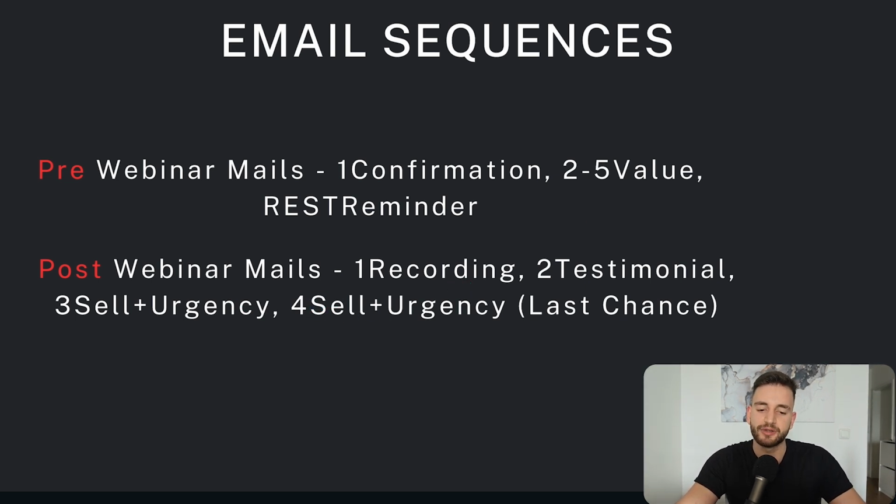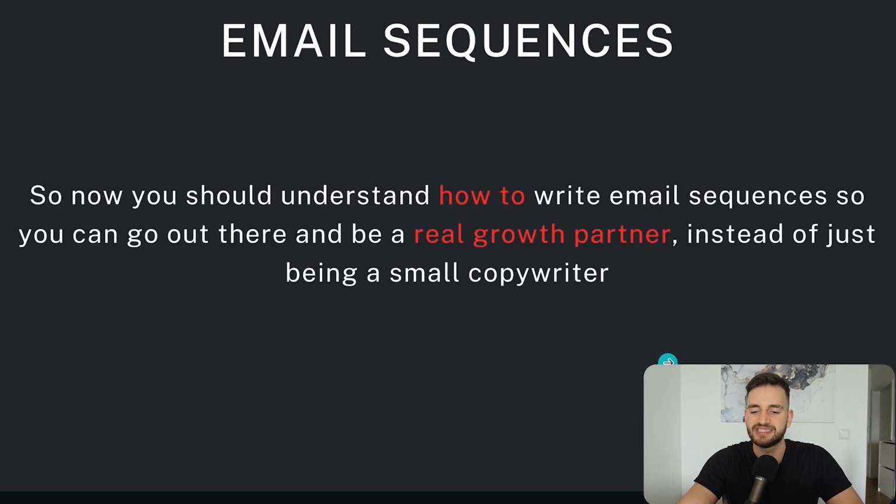Same for the fourth mail, just some urgency, scarcity, blah, blah, blah, you know. Kind of sell them on the program, and this one will be the last chance mail, essentially telling them, okay, you have to book a call or buy on the sales page right now, or otherwise the whole offer will be gone, you know. And that's the whole framework for the webinar sequence, guys, the last sequence, you know.